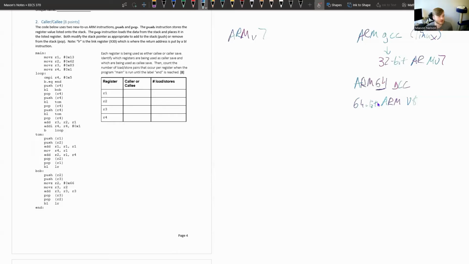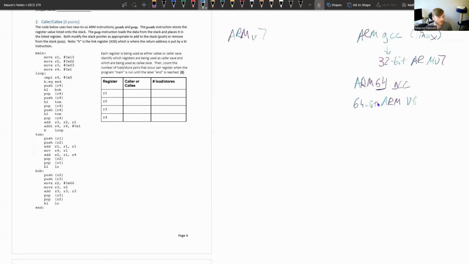Okay, so the code. We have a few labels here, which I think is helpful to tell us kind of what the code's doing. We have main, which is a function. We have loop, which, spoiler alert, means that we're probably doing a loop. We have Tom and Bob, and then end. So let's look at the code. We have 4 movz instructions. We're placing different values into registers.